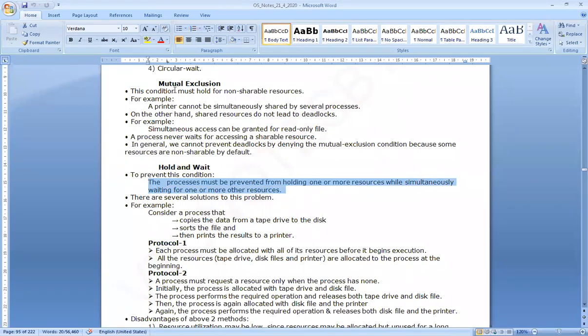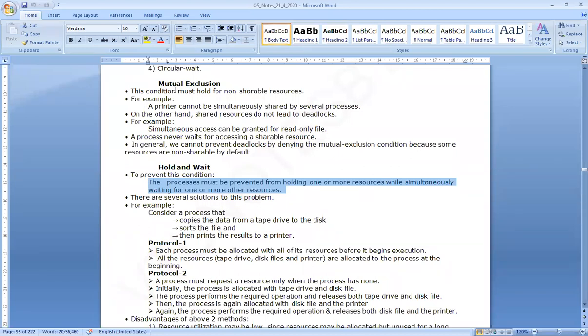That is a condition. If the process is holding one resource and is still trying to acquire one more resource, then we get a situation called hold and wait, which is not good, and which may lead to a deadlock situation.